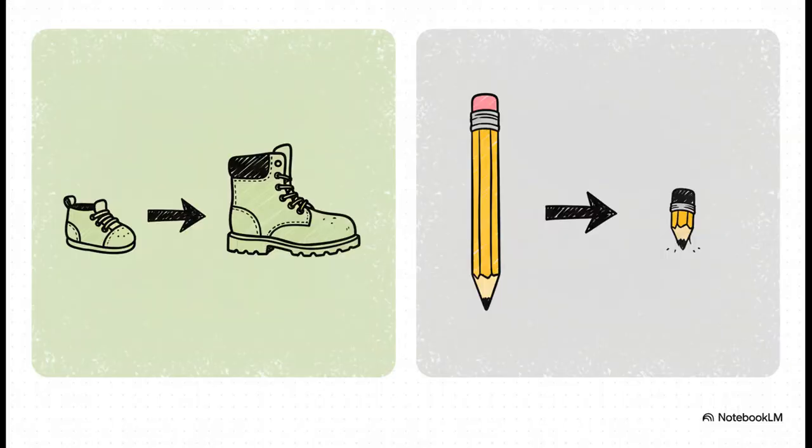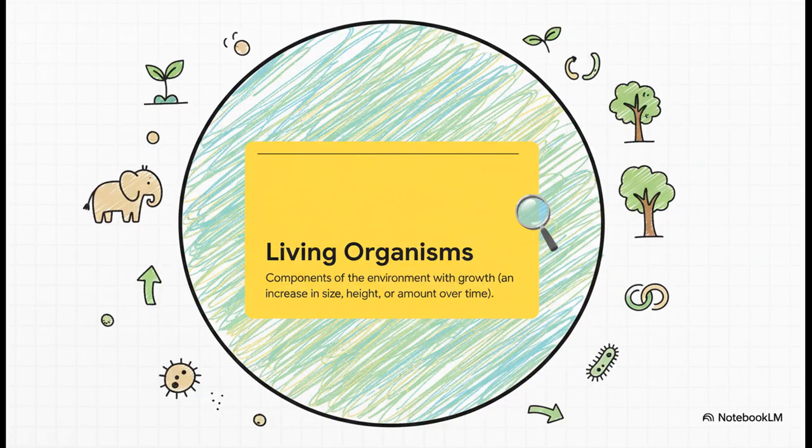I mean, think about it. You're not wearing the same shoes you wore when you were a baby, are you? Of course not, because you grew. Your body got bigger. A pencil, on the other hand, only ever gets smaller the more you use it. It definitely doesn't grow. And that right there is our first big rule. Anything that shows this characteristic, an increase in its size or height or just amount over time, we call a living organism. If it grows, it's alive. If it doesn't, it's not. That's our starting point. Simple, right?